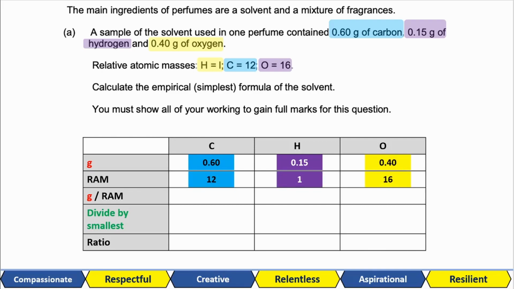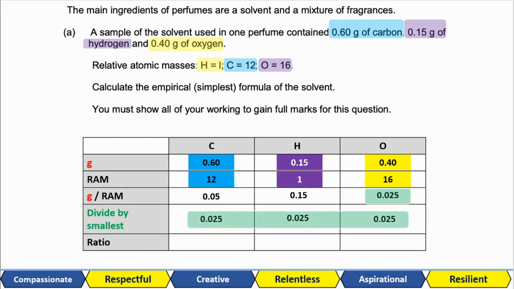Gram over RAM for carbon is 0.60 divided by 12, which is 0.05. Now for the hydrogen, 0.15 divided by 1 gives us 0.15 for the hydrogen, and 0.40 divided by 16 gives us 0.025 for oxygen. Again, the next row, we have to locate which number is our smallest number, which is the 0.025 from the oxygen.